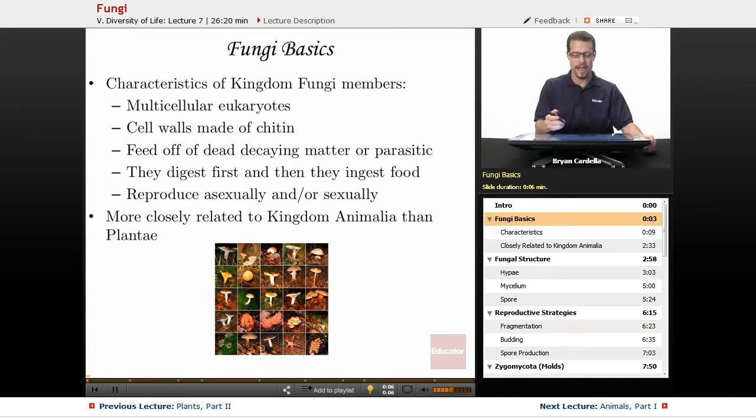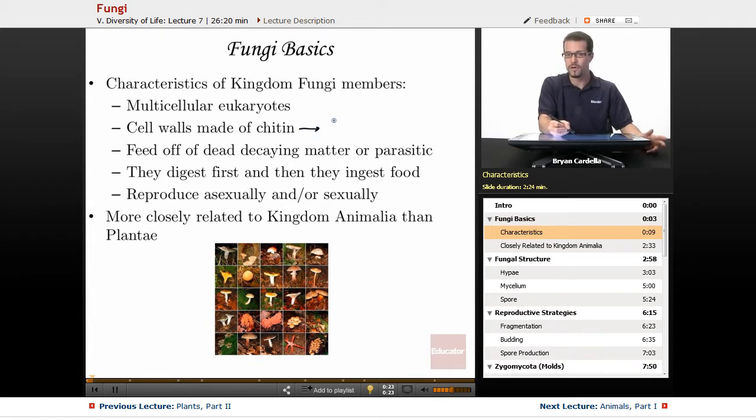So the basics of fungi as a kingdom, these are the characteristics of kingdom fungi. Multicellular eukaryotes, they have that in common with plants, they have that in common with animals, but what makes them more unique? Well, cell walls made of chitin.